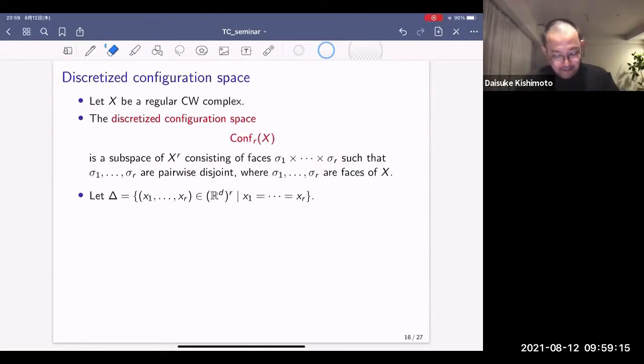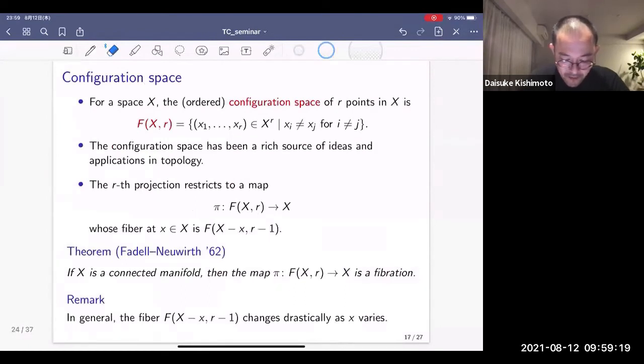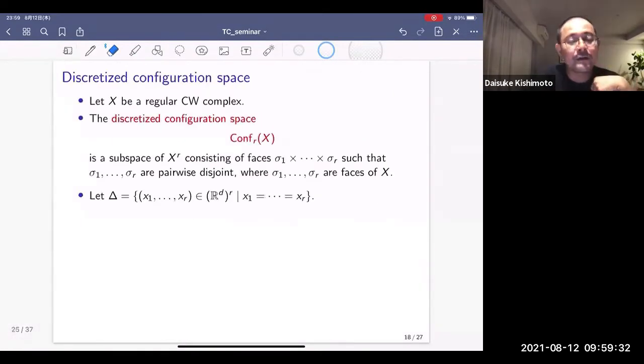Okay, so the continuous version of the usual configuration space is the complement of the braid arrangement in X^R, and the discretized version is the complement of the braid arrangement with its neighborhood. Okay. All right.